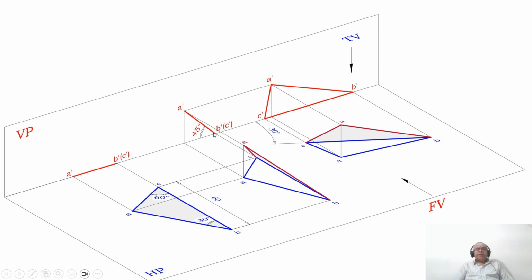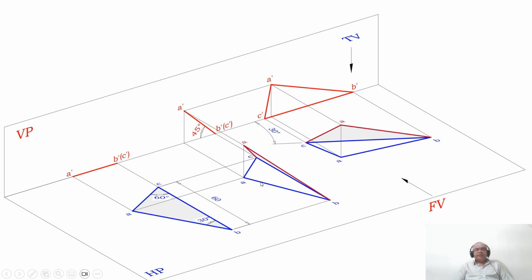B dash C dash is parallel to HP. Therefore, here you are getting the true length. What is the true length of BC? The true length of BC will be equal to 60 mm. So in the second position also, BC will be equal to 60. Therefore, this side is in true length. But AB and AC will not be equal to this and this, therefore these will be in apparent length.